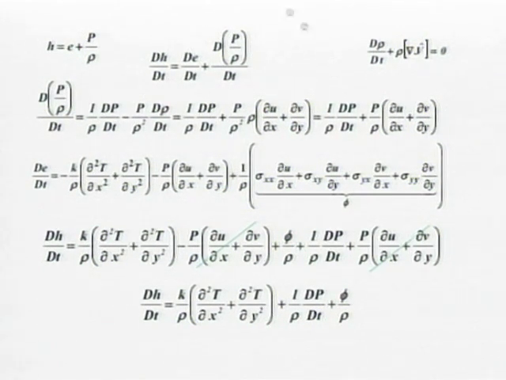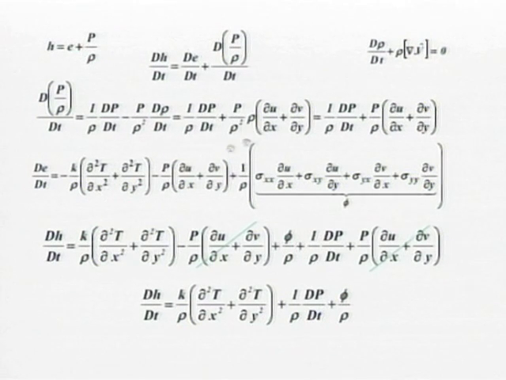Nothing great I am doing. So dh/dt equals, if I take the total derivative, dE/dt plus d(P by rho)/dt. Let me expand. d(P by rho)/dt equals 1 by rho dP/dt minus P by rho squared d rho/dt. I have just differentiated, keeping P constant and rho constant.